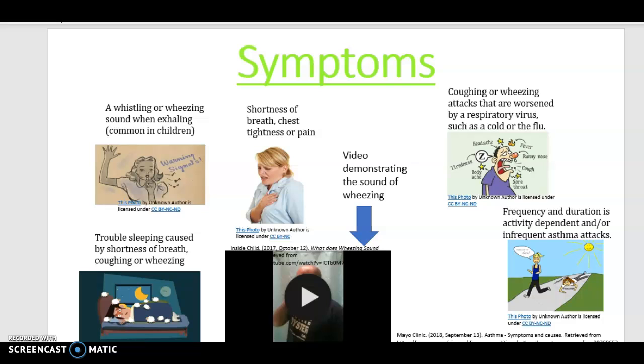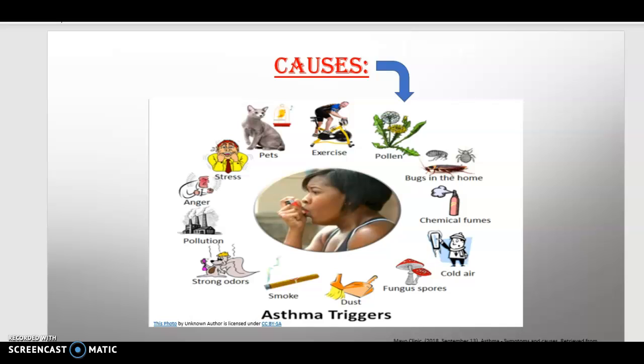So therefore, if this happens, you need to use a quick relief inhaler. And these symptoms differ from one person to the other. So just something to keep in mind. Here's a list of asthma triggers.